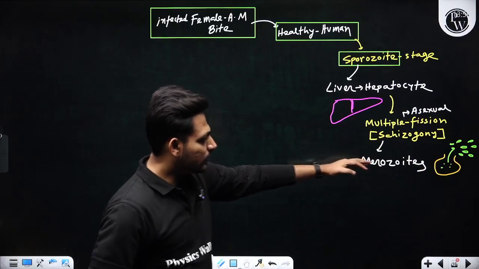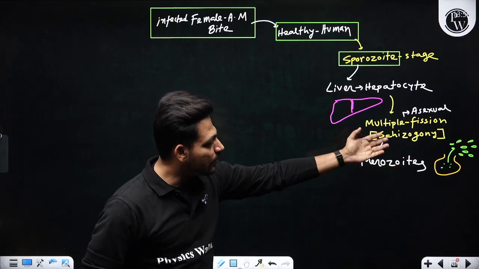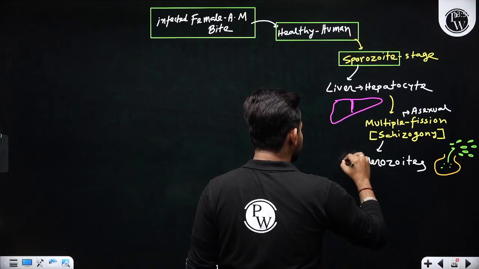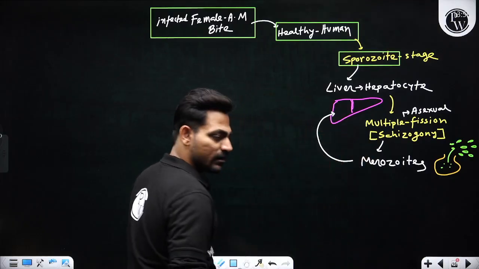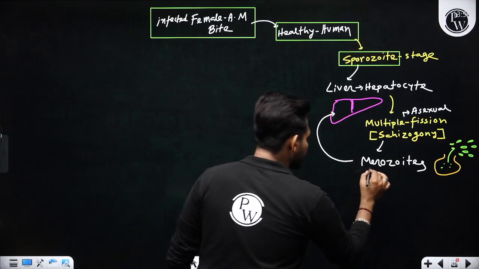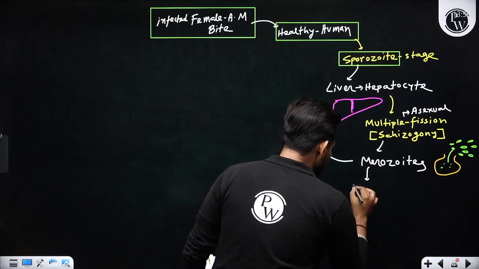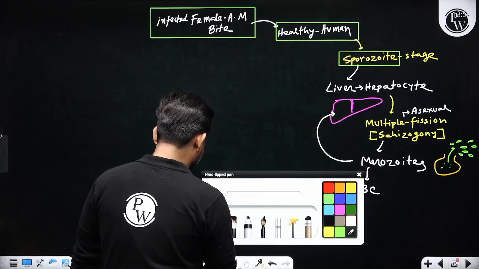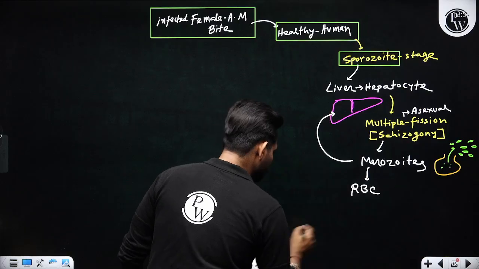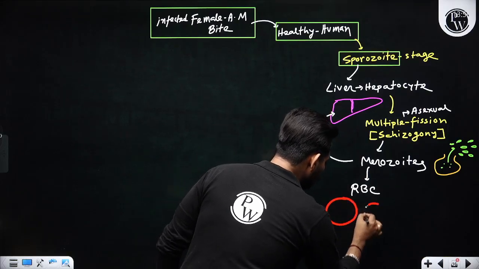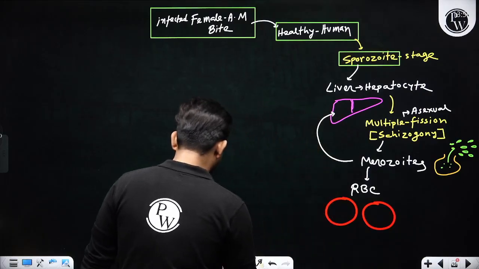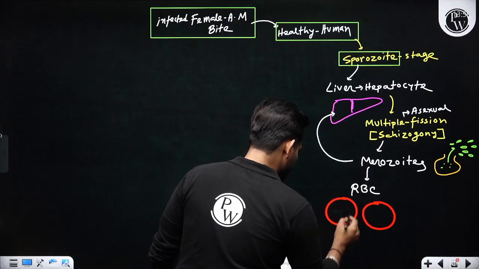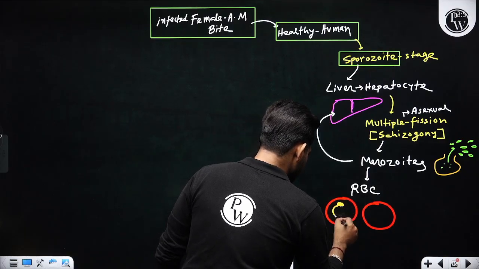and merozoites will come out of these hepatocytes. Now, a few merozoites will again attack the liver cells or hepatocytes, and a few of them will attack RBC. Now, what happens inside the RBC? This merozoite will start feeding inside the RBC.